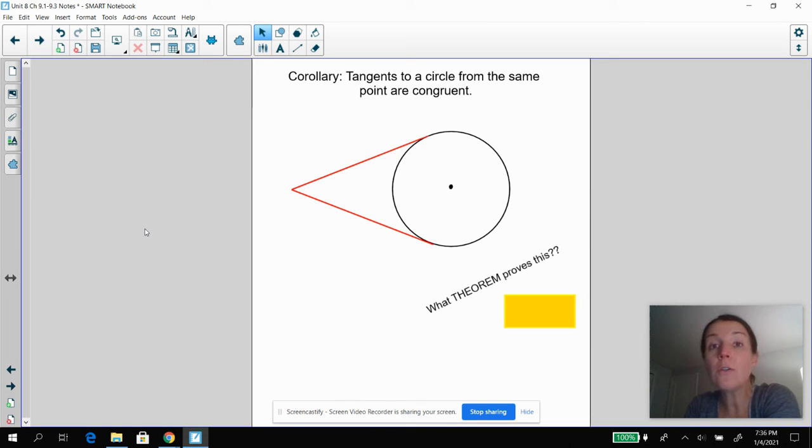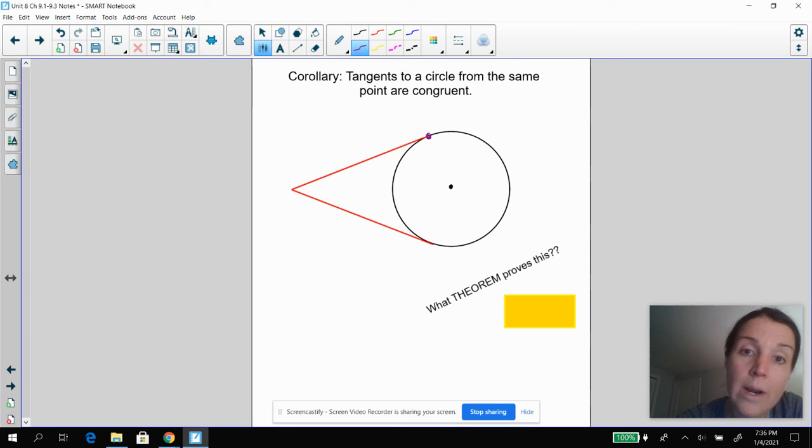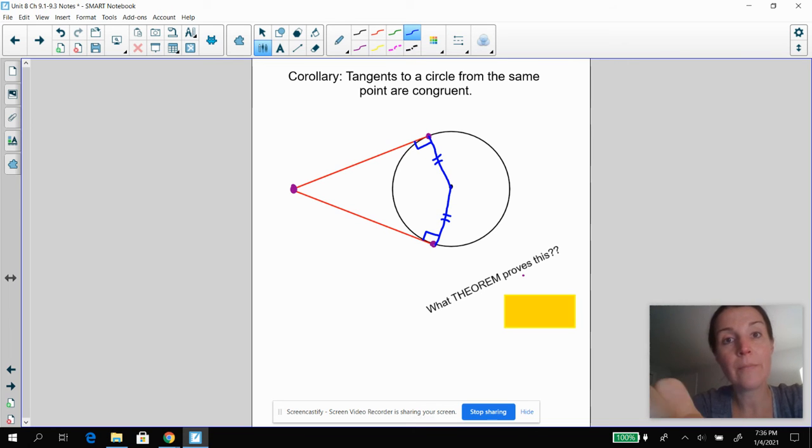Scooching on. So here's a little corollary, and a corollary is just like a side note, right? Remember, tangents are always going to be touching a circle in one spot. If I have two tangents that come from the same point outside the circle, they are congruent to each other. And here is why. I know that this radius and this radius are congruent. I know that they make little right triangles here. Watch this. I have just now created two right triangles. Do you see them?